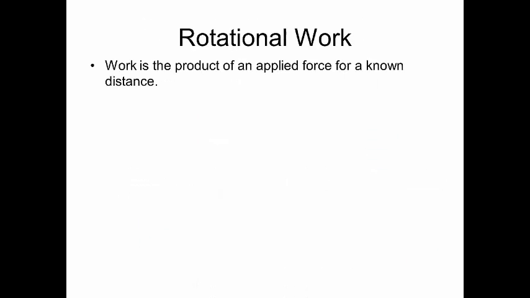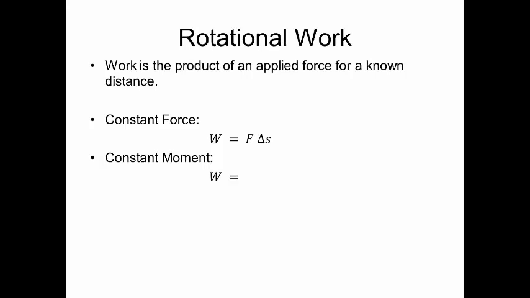Work is the product of an applied force for a known distance, and we've discussed this in relation to translating objects. If we have a constant force, then the work is equal to a force times a change in position. So what if we have a constant moment that's being applied? In this case, instead of a force, we have a moment, and instead of a change in position, we have a change in angle. So our work, for rotational work, is equal to a moment times a change in angle.